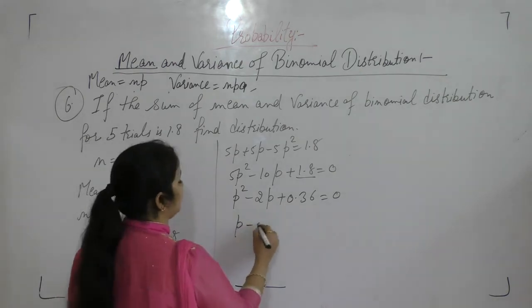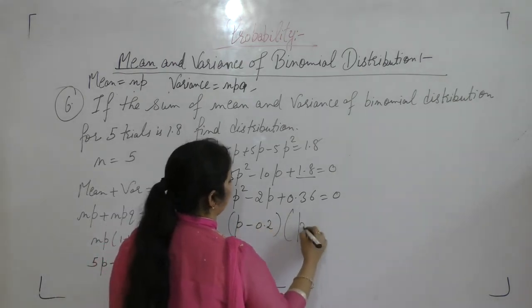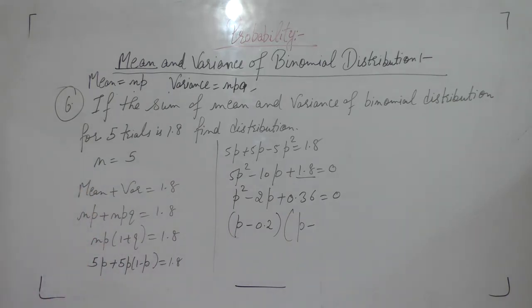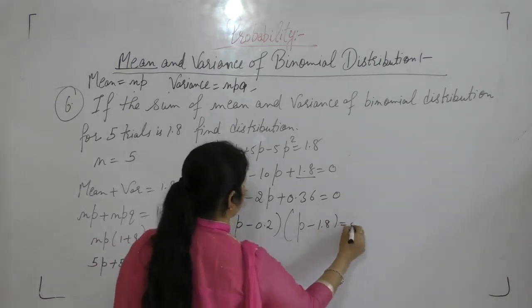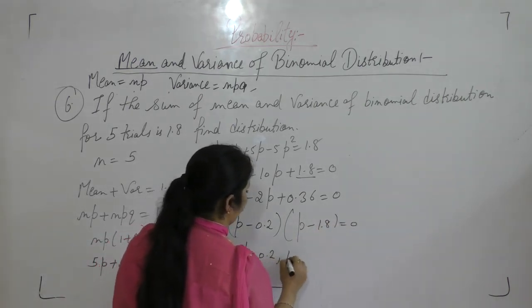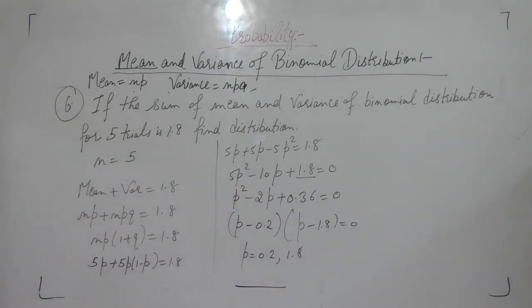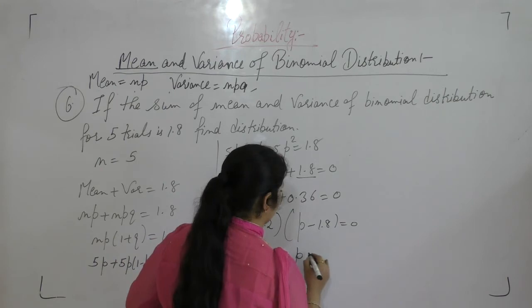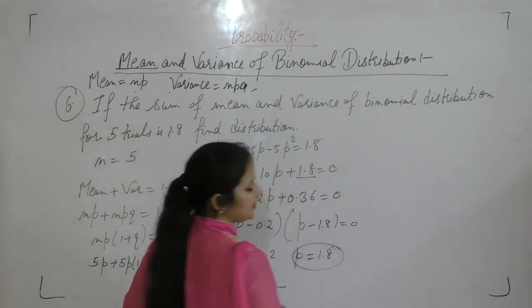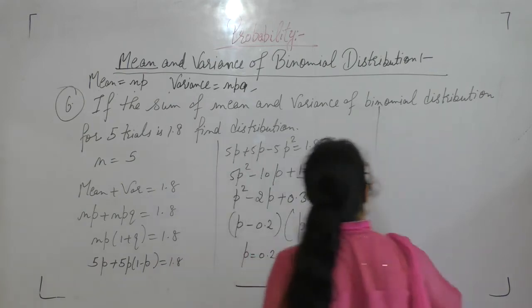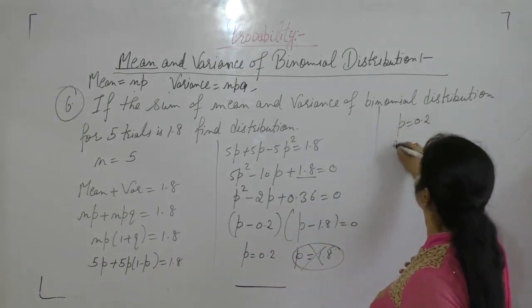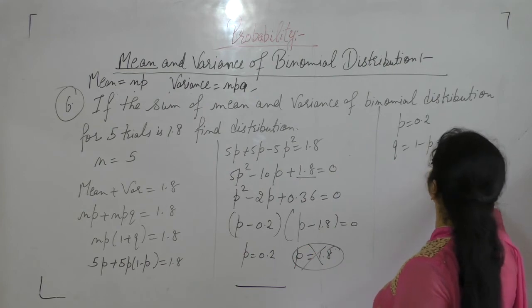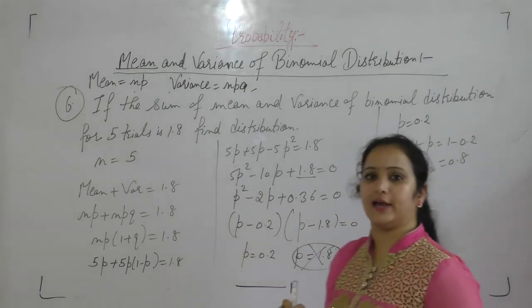So factors are P minus 0.2 and P minus 1.8 is equal to 0. So P has value 0.2 and 1.8. Because P cannot be greater than or equal to 1, this value will be rejected. So P has value 0.2. So Q is 1 minus P, 0.8, and we have N as 5.